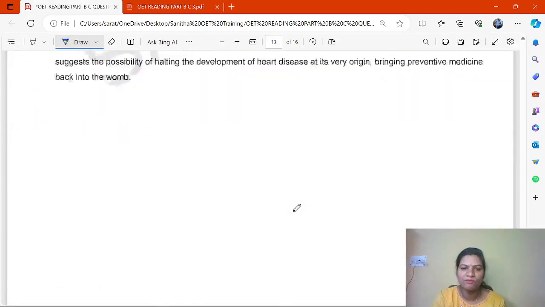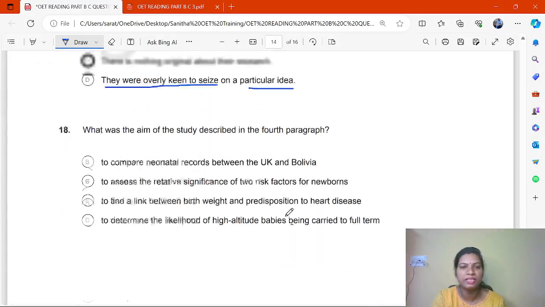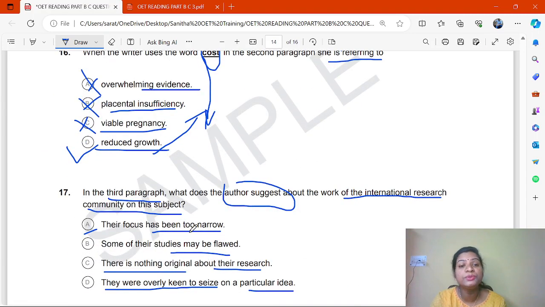So yes, the first option is paraphrasing this sentence. Their focus has been too narrow. That means it is a small part of the story. See, yes, it is matching. Then we have to query the others.